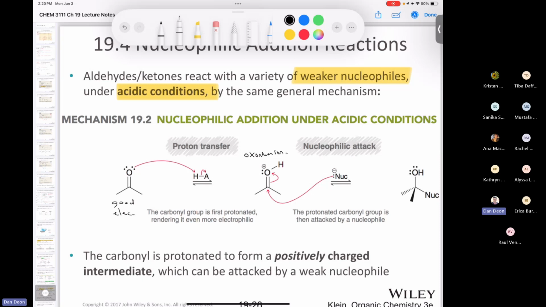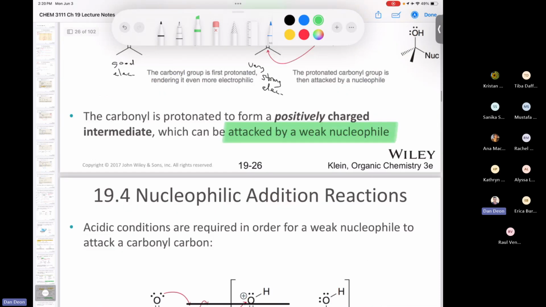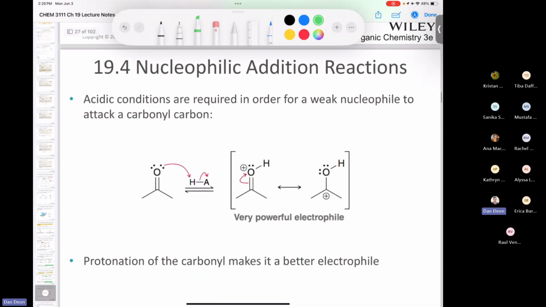And then when you make the oxonium, this is a very strong electrophile. So this is a much stronger electrophile. So now it's going to be susceptible to nucleophilic attack. And notice that after the nucleophile attacks, you don't end up with a negatively charged intermediate overall. So there you go. So when you have the oxonium ion, it can be attacked by a weak nucleophile because it's such a powerful electrophile. So again, acidic conditions are required to get a nucleophile to attack your carbonyl when your nucleophile is weak.